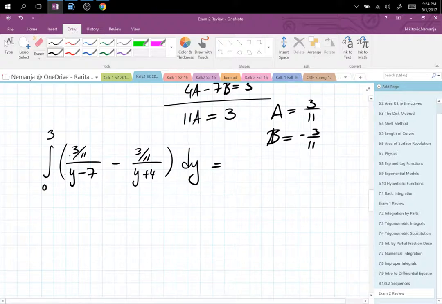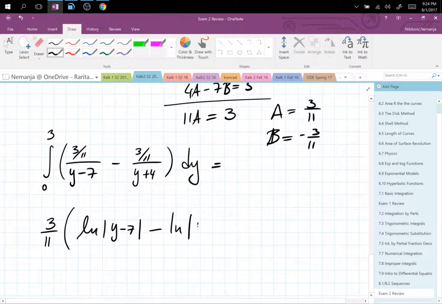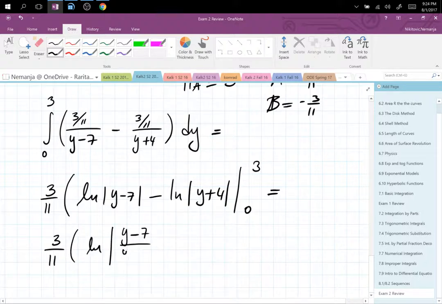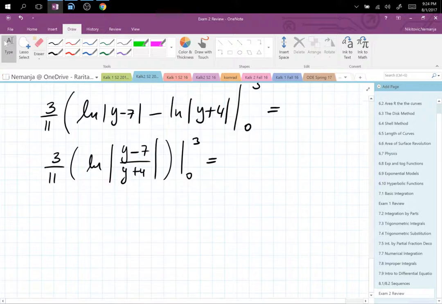So I can factor out 3 over 11 in front of the whole thing and have ln of absolute value of y minus 7 minus ln of absolute value of y plus 4, computed from 0 to 3. Now ln's can combine into a single ln of division. So y minus 7 over y plus 4 from 0 to 3. So this is the most I can simplify.